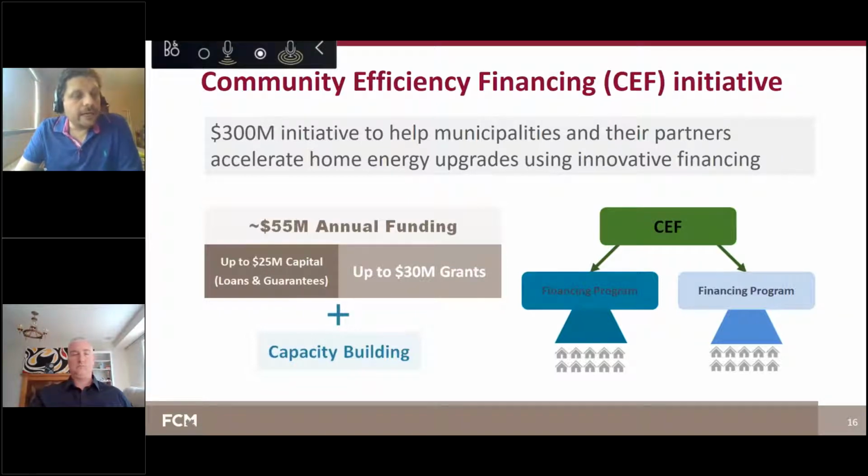Our funding offer is around $55 million annually, split pretty much evenly between capital in the form of loans and loan guarantees, which I'll explain a bit more shortly, as well as $30 million in grants. The funding offer is also combined with capacity building activities and resources to help raise awareness for the benefits of innovative financing programs and supporting municipalities in their sustainability and climate action goals. And it's really meant to suit partners and communities, depending on where they're at in terms of their readiness as far as planning, designing, and delivering a local efficiency financing program.